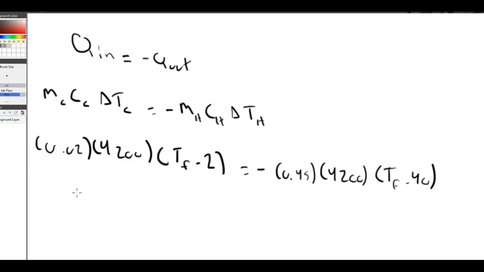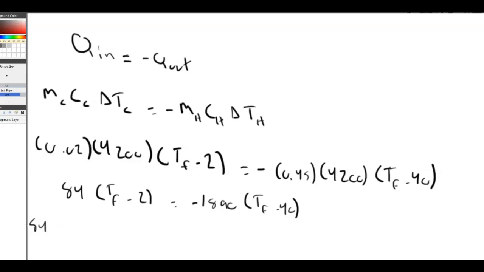I'm going to multiply that 0.02 times the 4,200 and get 84 times T_F minus 2 equals minus, I'm going to do 0.5 times 4,200, although to be honest, because there's a 4,200 on both sides, we could have canceled that out if we wanted to. It doesn't matter though. So those two combine to minus 1890 times T final minus 40, and now I need to distribute because I need to combine my T_Fs together.